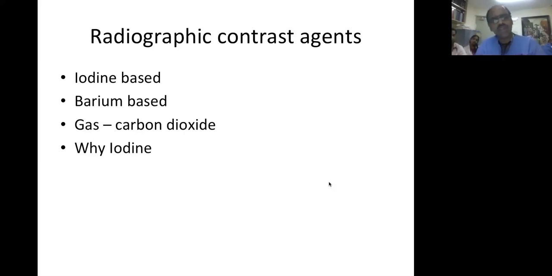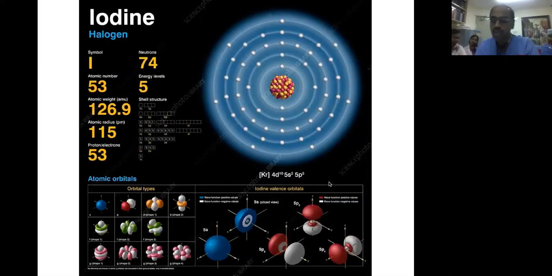First question is, why peculiar iodine? Why not some other substance? Why of all the substances, why iodine? So it will be interesting to learn about what is the chemistry of iodine. Iodine is a halogen. So halogens means all your chlorine, bromine, all are halogens. What is a halogen? So this is the proton, neutron, all present within the nucleus. And surrounding whatever is going around are the electrons.